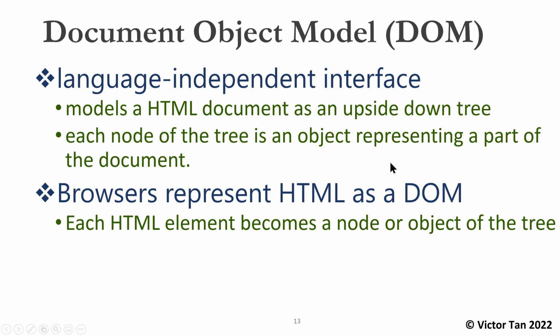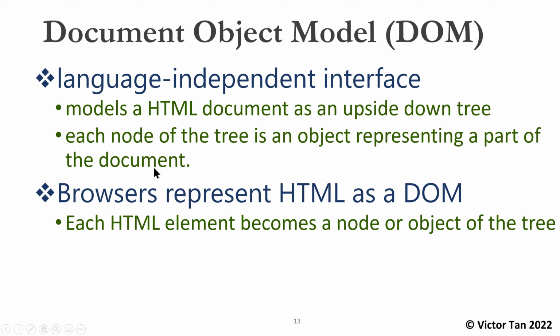And the last one, of course, is JavaScript. But before we look at JavaScript, we want to look at a very important part of a web document, which is what we call the DOM, or the Document Object Model. So the DOM is a language independent interface which models a HTML document as an upside down tree. So there's a tree structure which is used to represent this HTML document, whereby each node of the tree is an object representing a part of the document.